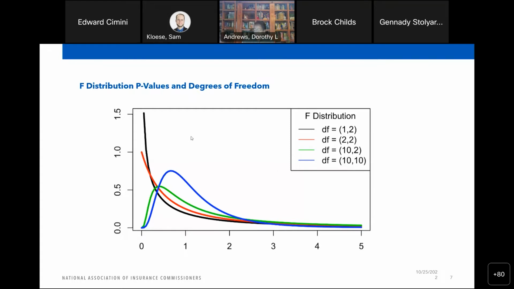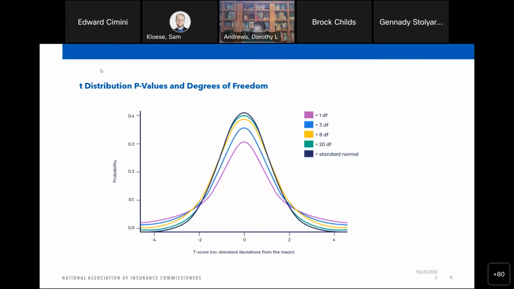So that's how the F distribution looks. The T distribution approaches a normal distribution, but again, it has the same patterns. When the degrees of freedom is equal to 1, you get this nice purple curve that has a lot of area in the tails, has fat tails.